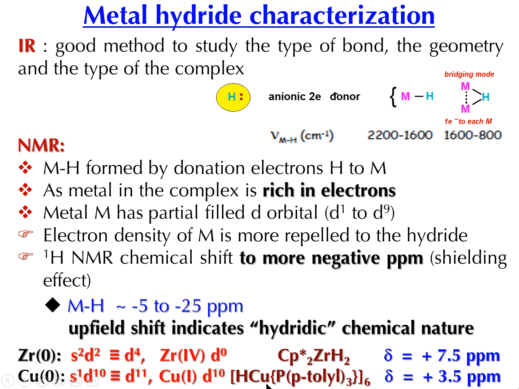For the complex HCu(PR3)6, the copper in this case is copper 1, so the copper 0 has s1 d10, and copper 1 has d10 orbitals. This orbital is completely filled, which is highly stable, and the metal M would not repel the electron density to the hydride, so the chemical shift is also observed at the positive ppm.